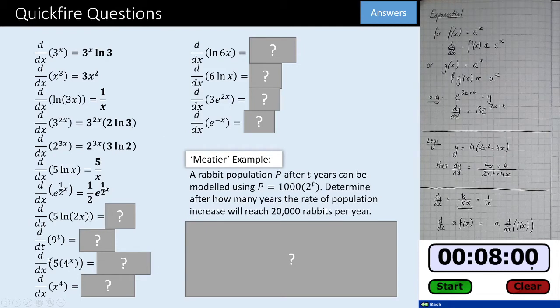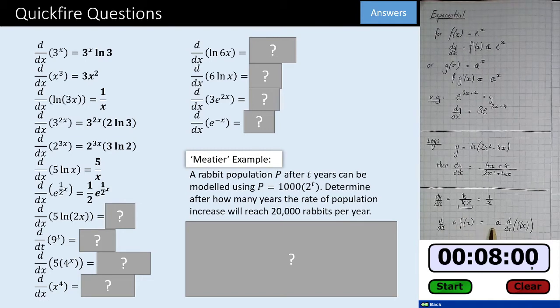Let's have a look. This one here, d by dx of 5 lots of 4 to the x. Now, a classic mistake would be to do 5 times 4, and then look to differentiate it. No, absolutely not. We cannot do that, okay?